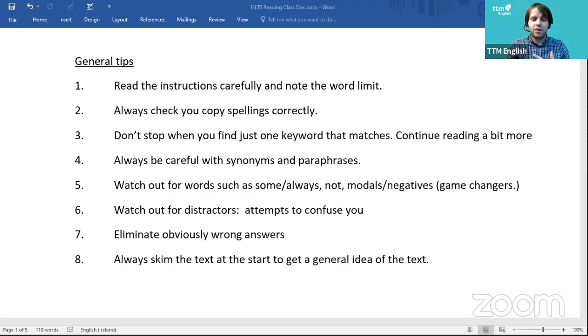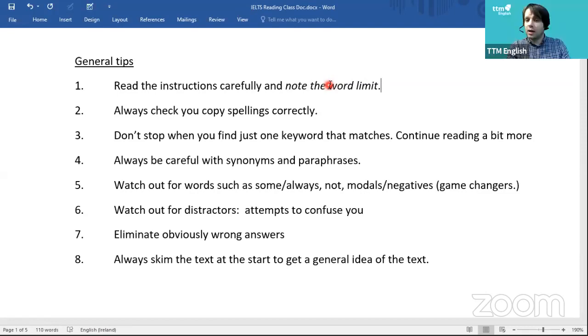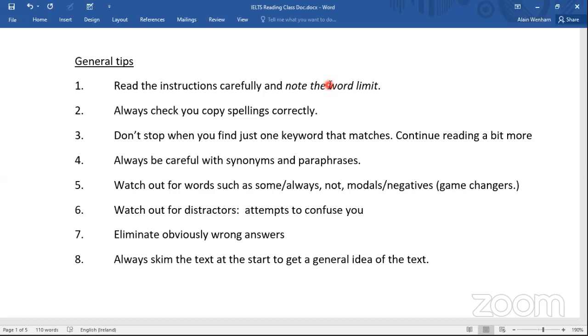I'm going to start off with Sophia. Sophia, are you there? Yes, sir. Obviously, we need to read the instructions carefully. Why do we need to note the word limit? If we exceed the word limit, it is considered as wrong. Yeah, right. So if you can only have 3 words and I write down 4, what happens? Point will not be given. Yeah, no mark.